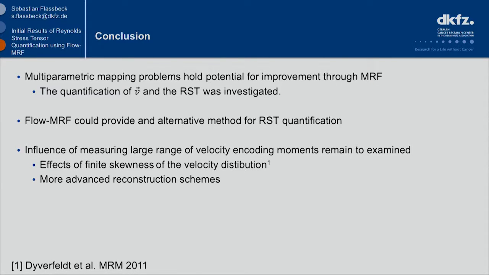But these high encoding moments that we can apply with Phloem RF also come potentially with a drawback because they make us more susceptible to non-normal distributions of velocity fields within a single voxel. So we're more susceptible to skewness or even higher moments. And we're not really exploiting the fact that we have all these observation points over a large range because we're still solving this linear model, and more sophisticated reconstructions could potentially also exploit that. We have susceptibility to higher moments of the distribution.